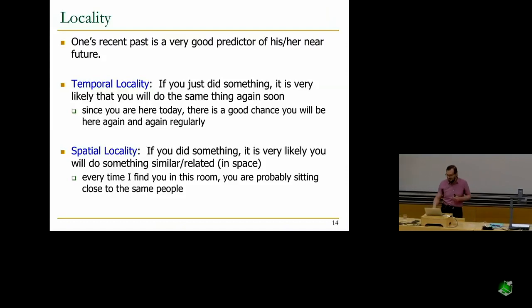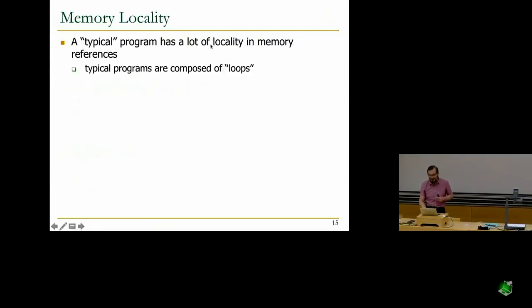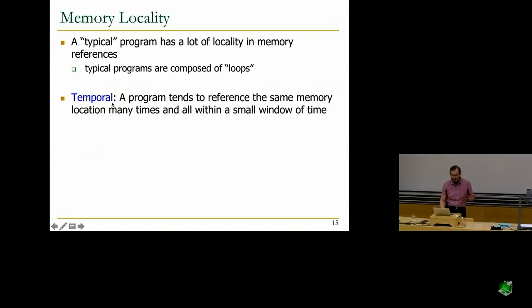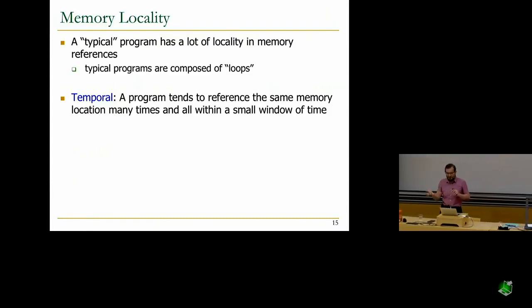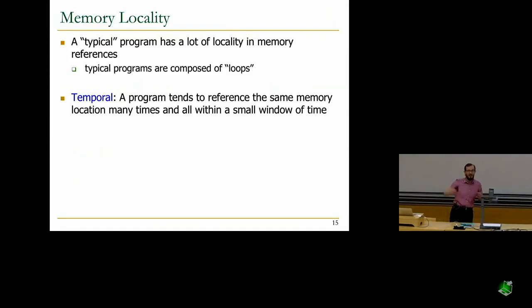So these two examples actually translate to programs also. Basically, a typical program has a lot of locality in memory references. And the main reason is typical programs are usually composed of loops, and loops operate on similar data. So temporal locality means that a program tends to reference the same memory location many times, all within a small window of time. If you access this memory location, you're going to access it again because who knows, you're going to add that location, for example, to many different numbers at the same time, right?